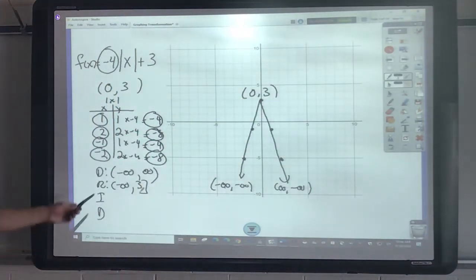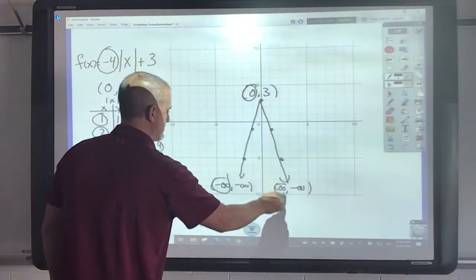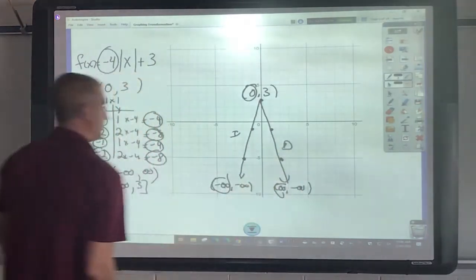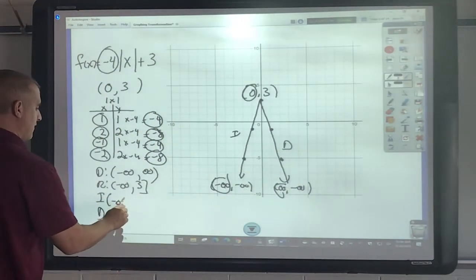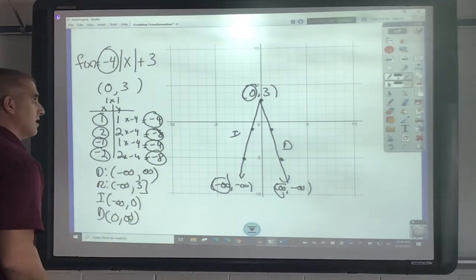So for the increase and decrease, I would start from here, and all I care about are the x's now. So it is increasing from negative infinity to 0. It is decreasing from 0 to infinity, okay?